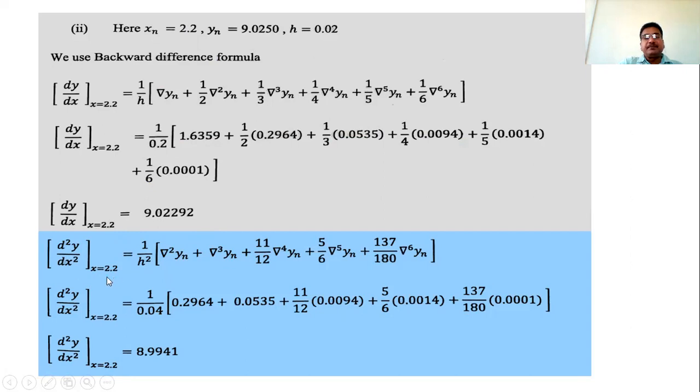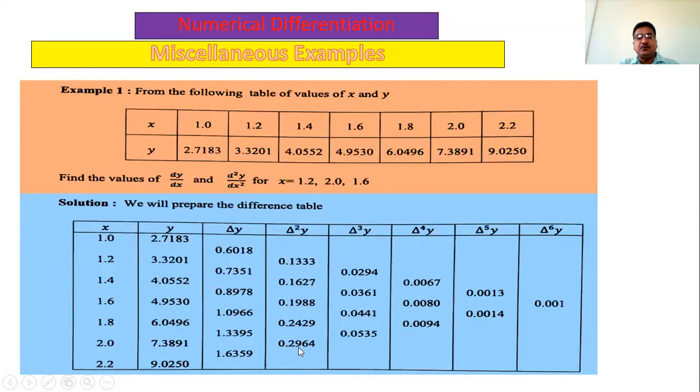at 2.2. Again, write the formula for second order derivative in the form of del. That is the backward difference formula. This is the backward difference formula for second order derivative, and substitute all the values. Again, del square yn, it is 0.2964. That is from the table. This is 0.2964. It is del cube yn. This is del raised to 4 yn.